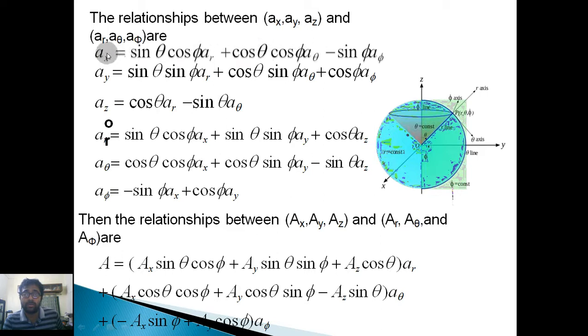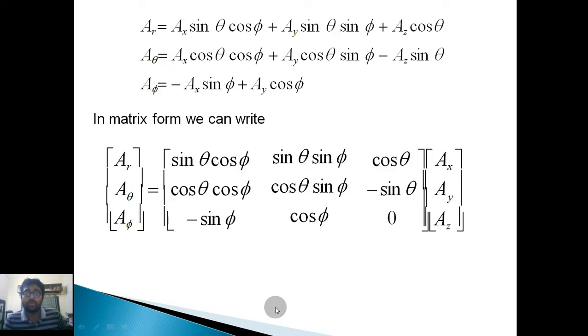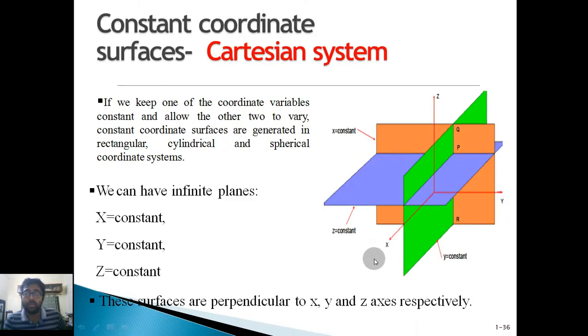and cos theta a theta will be in a suffix x direction, and in a suffix y direction we have sin phi. Okay, so using all these things we can also describe these vectors, and the relationship will also be established using the same process. We can also describe it using the matrix format, the same process. We just have to take a good look. We have already described the constant coordinate surface, how it works.